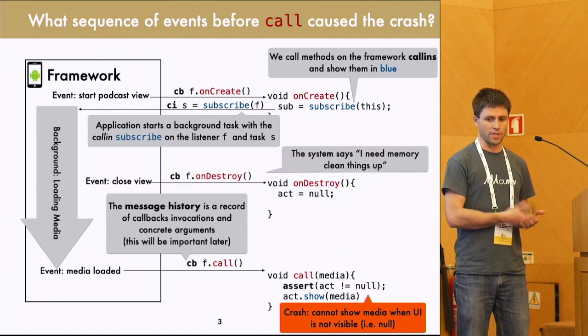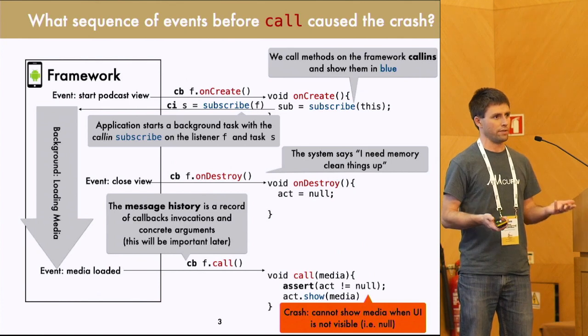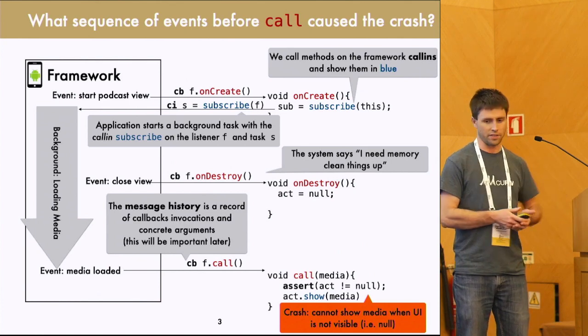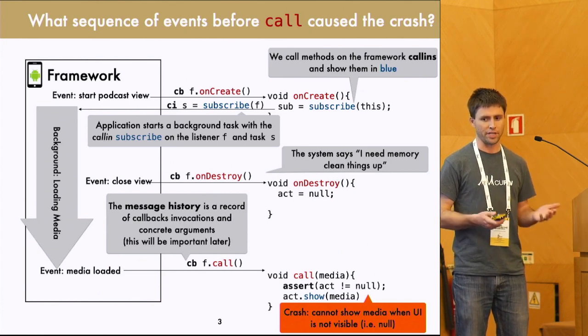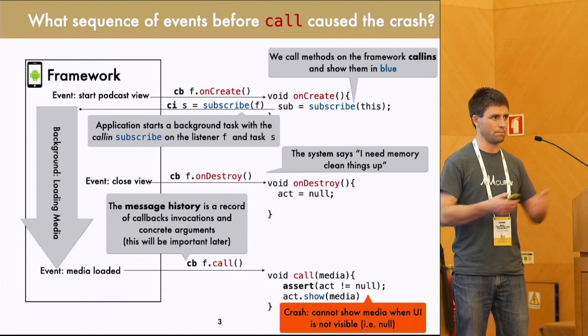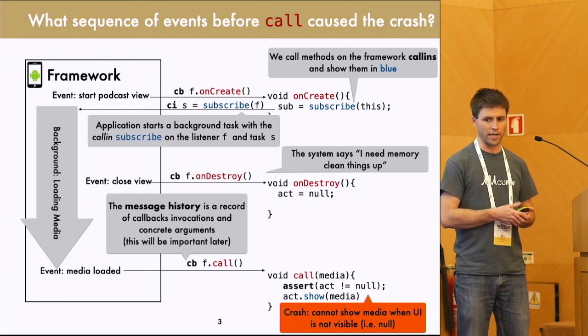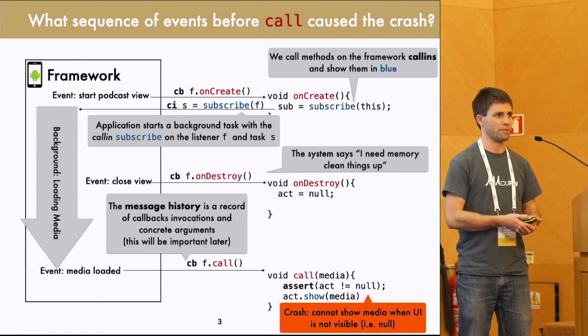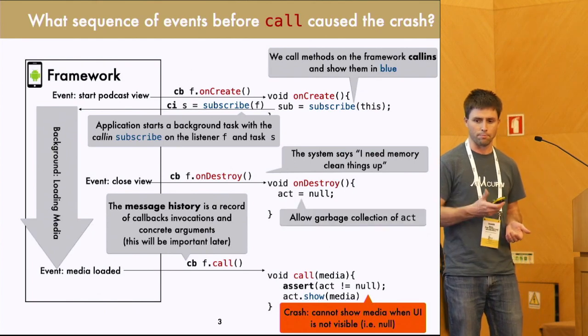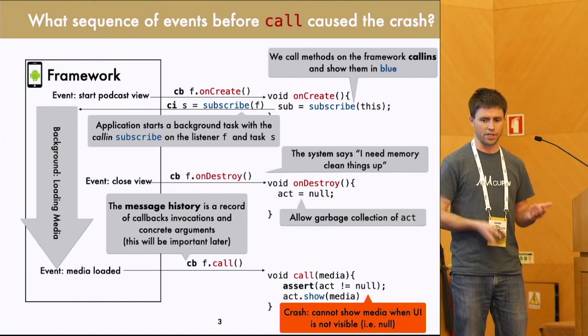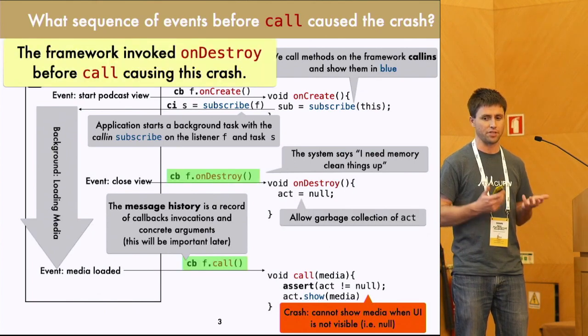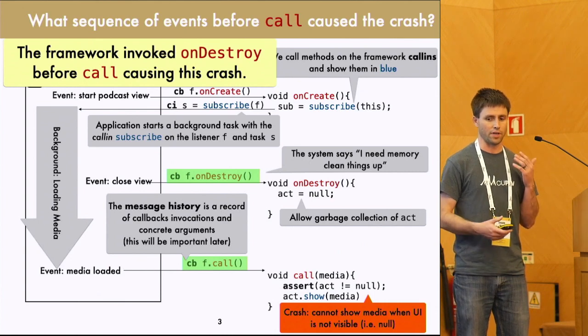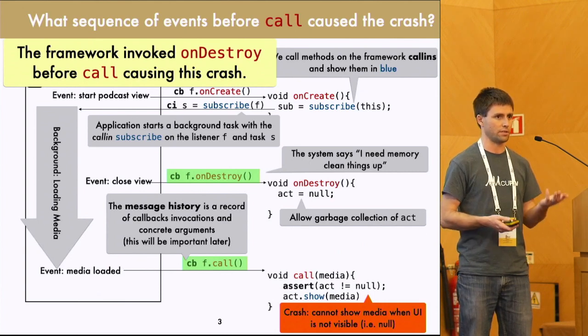And then we get an unexpected event between these two where the system says, I need memory, clean things up. And this callback, onDestroy, sets the activity to null. And this allows garbage collection and prevents your phone from running out of memory. But unfortunately, this means that this particular message history with onDestroy and onCall causes this crash.